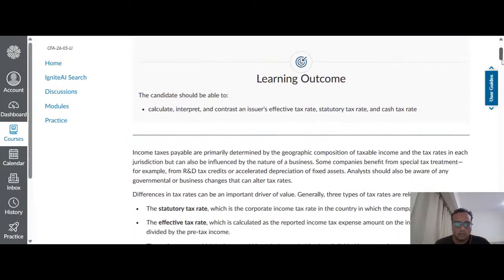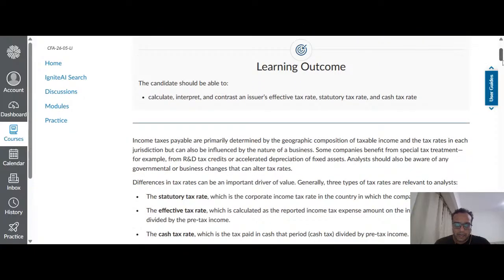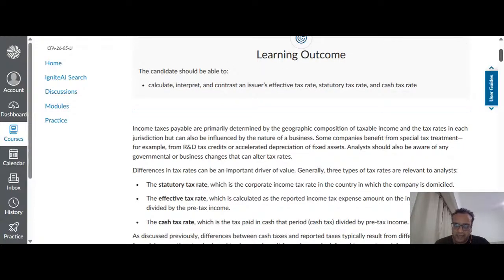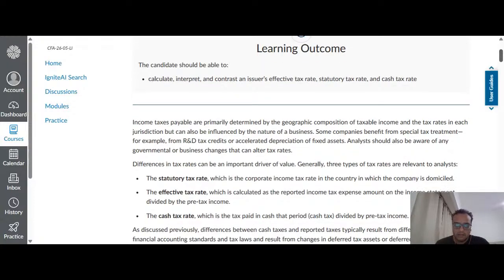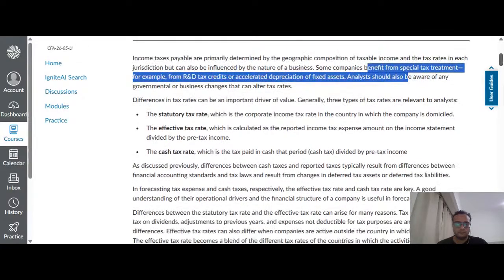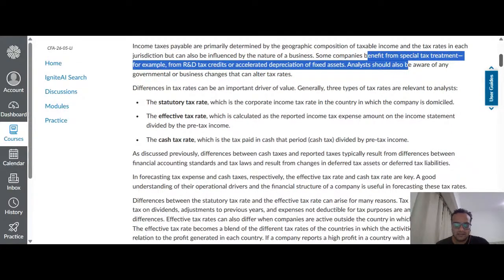Now, income tax payable is primarily determined by the geographical composition of taxable income and the tax rates in each jurisdiction, but can also be influenced by the nature of business. Some companies benefit from special tax treatment, such as R&D tax credits and accelerated depreciation of fixed assets. So we discussed these three rates.